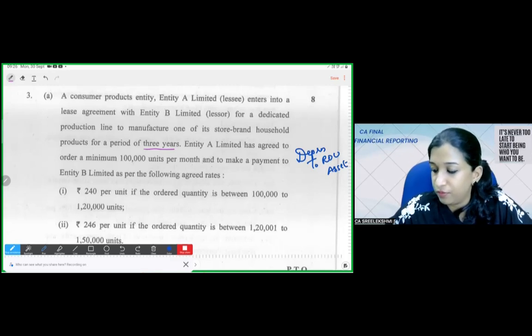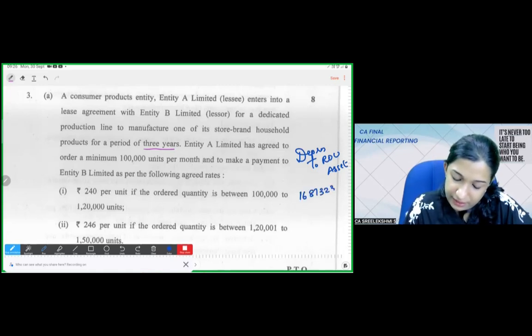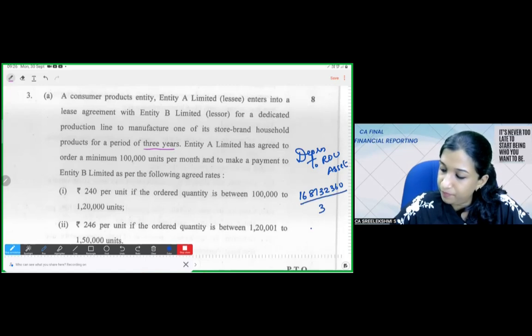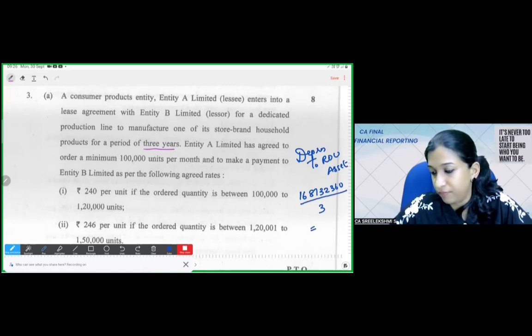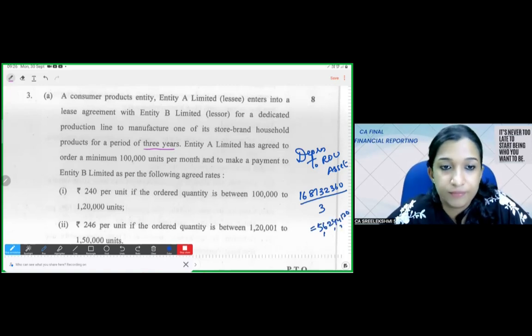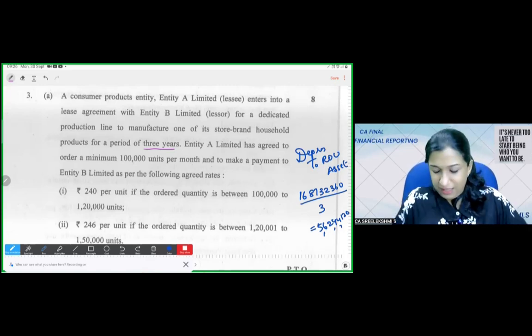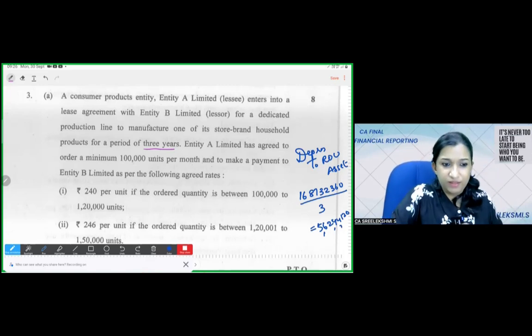16 crore 87 lakh 32 360 divided by 3. 5 crore 62 lakh 44,000. Correct. Any doubts on this? Is there anything to be explained, or else we'll move on?